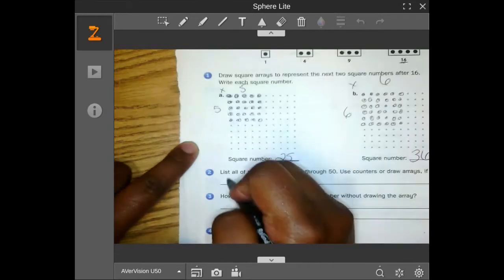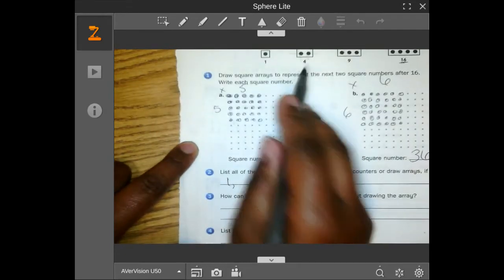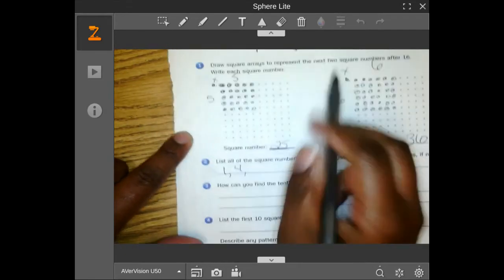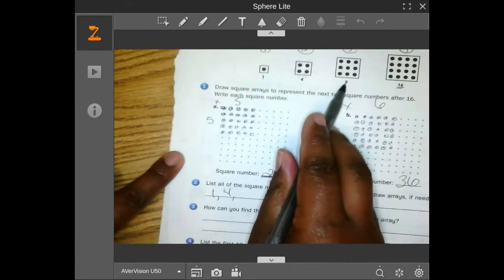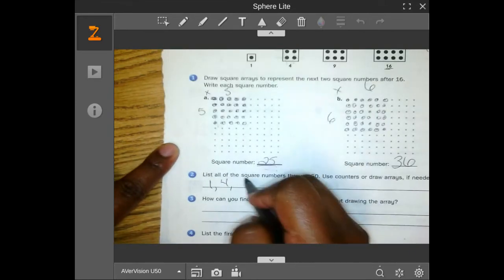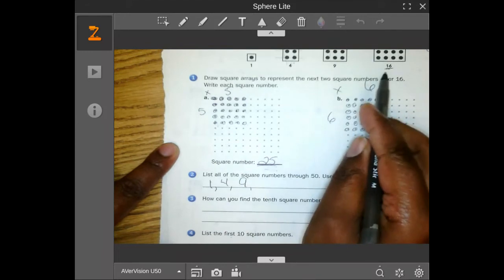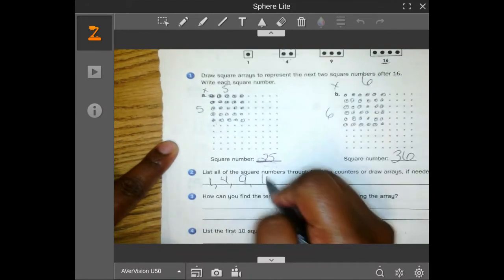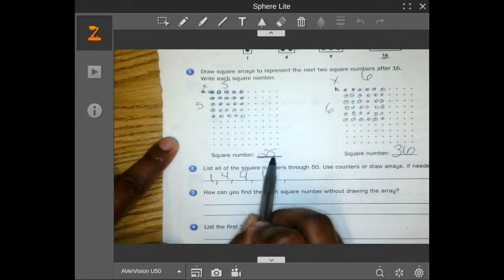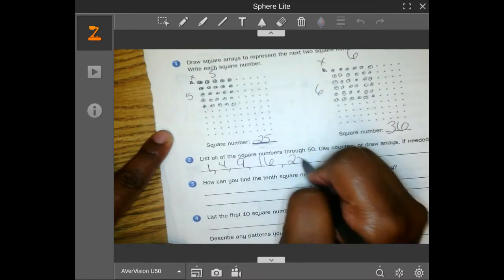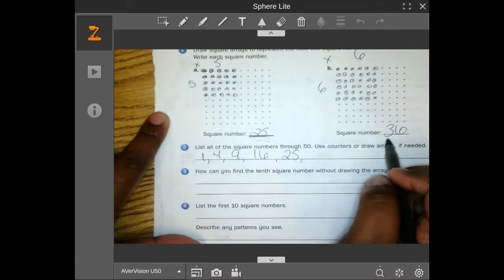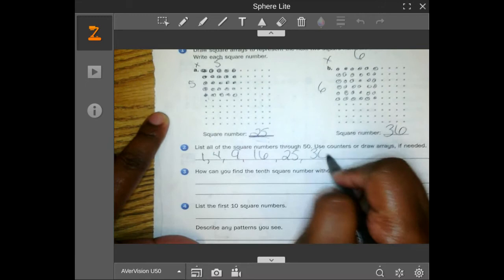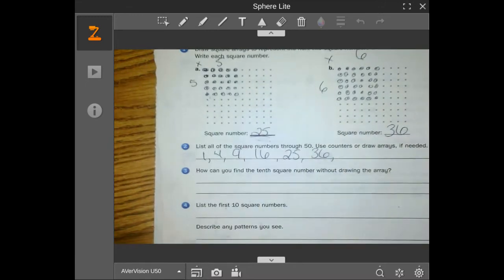1, 4, 9. Then what? Yes. And then? Yes. And then? Yes, 36. Now, Miss Adams, you're telling us to go to 50.